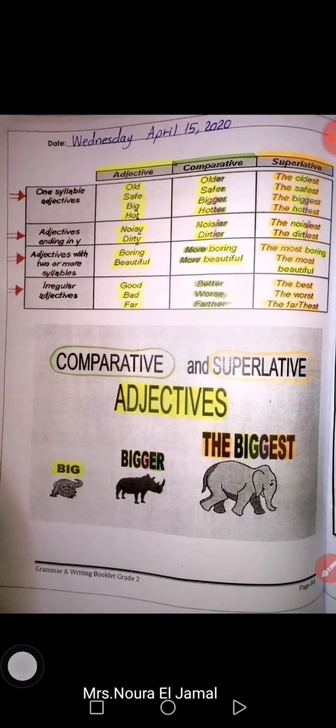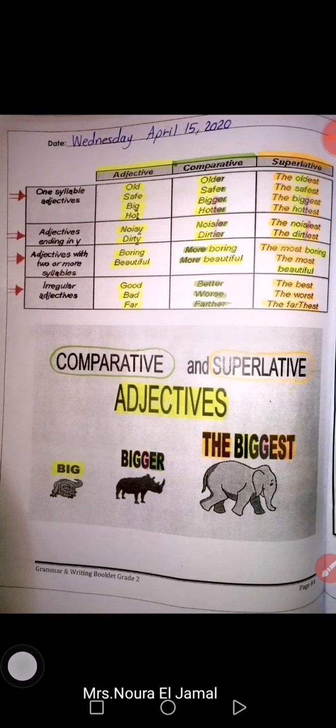Now let's move to page 84. Write the date. Wednesday, April 15, 2020. One syllable adjectives like old, safe, big, and hot, we just add er if it's comparative and est if it's superlative. So we say here older than or the oldest, safer than or the safest, bigger than or the biggest, hotter than or the hottest. Adjectives ending in y, noisy and dirty: noisier than, dirtier than, and the dirtiest.